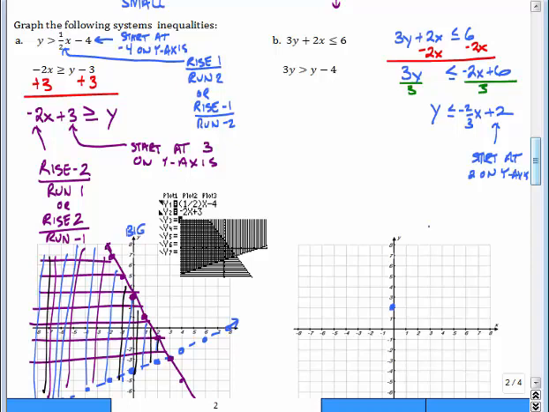So I'd start right there. And this tells me that I should rise negative 2 and run 3. So rising negative 2 would be down 2, and running 3 would be over to the left 3. Rising negative 2 and running 3, and that's all I can fit.